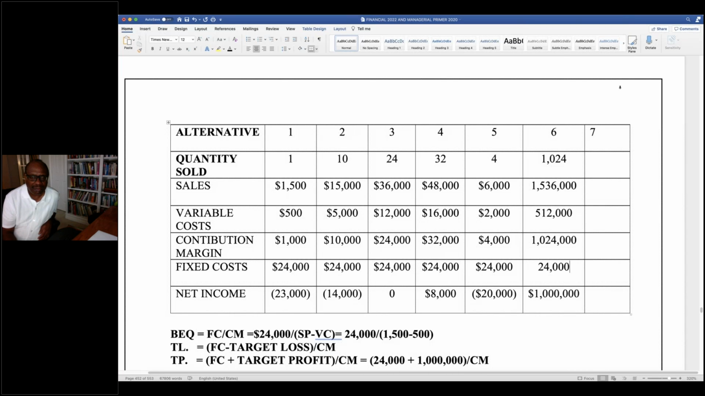When I gave you the number 1,024 and you're going down the line, how'd you get the variable cost? We simply multiply whatever this quantity is times the unit variable cost. That's why we do 1 unit first. You've got everything you need over here.